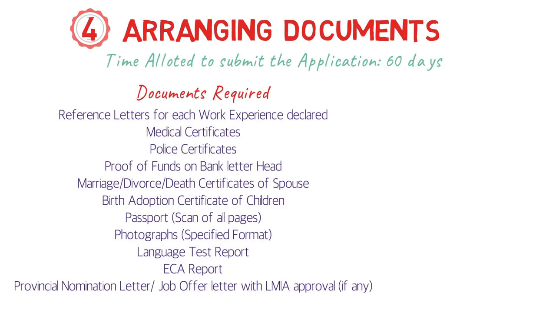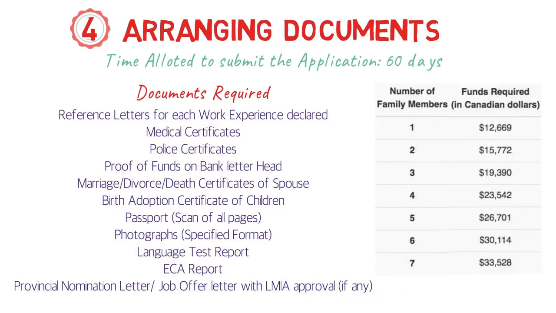Proof of funds is something very important. You need to have a certain amount of saving in your bank account. And what is that amount of saving? You need to prove that you have this amount of saving in your bank account. If you're a single applicant, then you would need $12,669. If you're traveling with your spouse, in that case you would need $15,772. If you have one kid as well, in that case you would need $19,390, and so on. Okay, so this was about the documents.